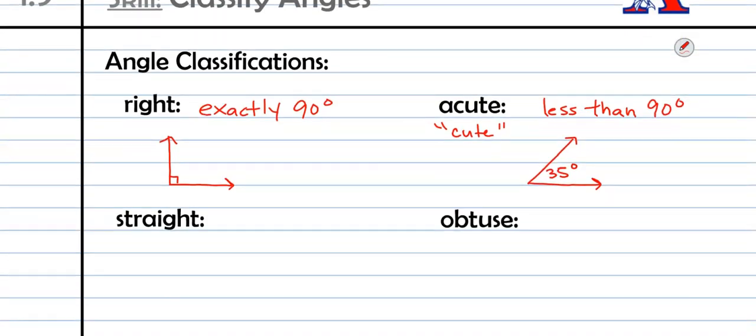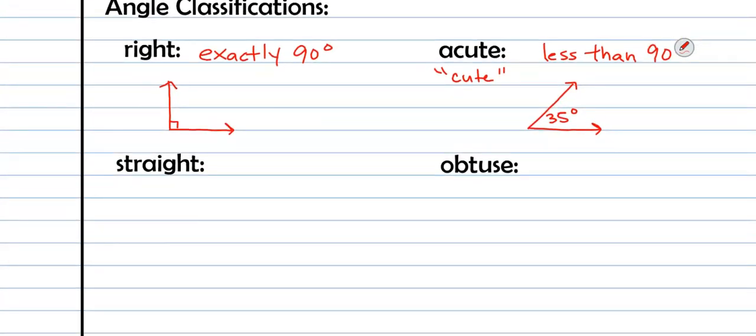Straight angles. Straight angles are exactly 180 degrees. They're a straight line. They look like this. I'm going to actually put a couple points on here because straight angles still do technically have a vertex, and then they'll have points on them, just so it doesn't look like a line.